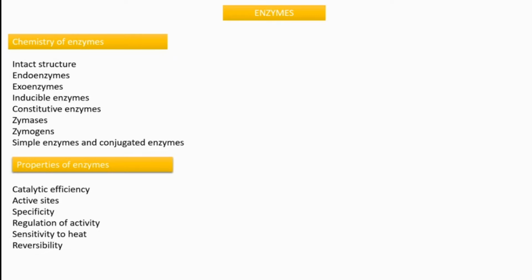And also one more term we need to familiarize, that is turnover number. What is turnover number? It is the number of substrate molecules converted to product by one enzyme molecule per second. So in the form of a definition we can say, turnover number is the number of substrate molecules converted to product by one enzyme molecule in 1 second. That is turnover number.